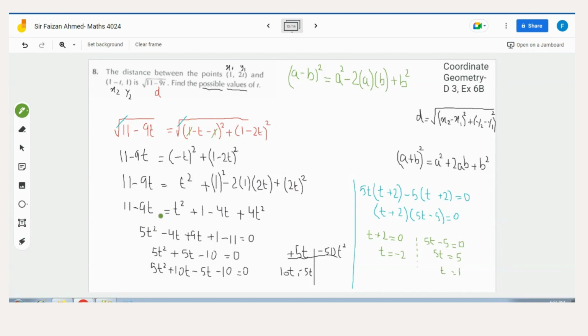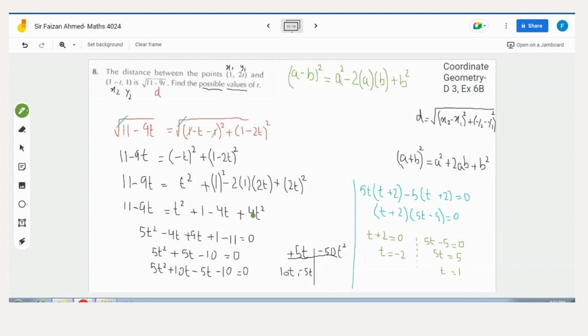Now I will arrange all my terms. This t square, 1t square plus 4t square will give me 5t square. This is minus 4t, this is minus 4t over here, and now I will shift this minus 9t over this side, so it will become positive. So plus 9t, then this plus 1 will stay over here, and now I will shift this positive 11 on this side, so this will become minus 11 equals to 0.